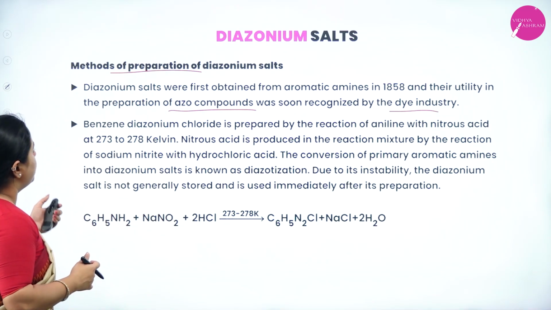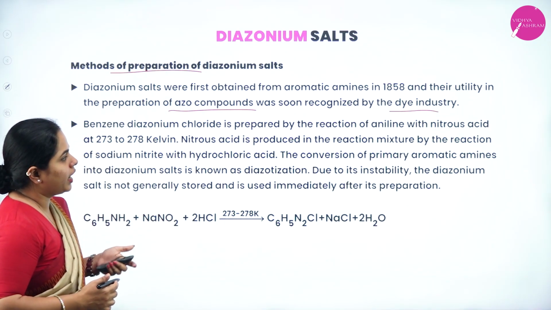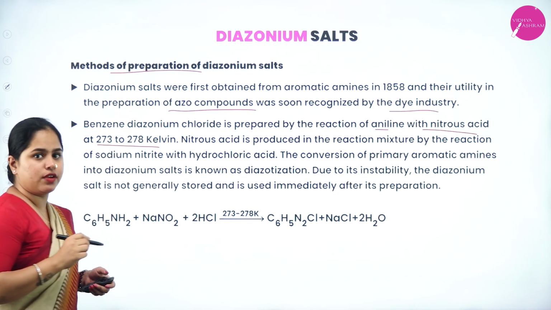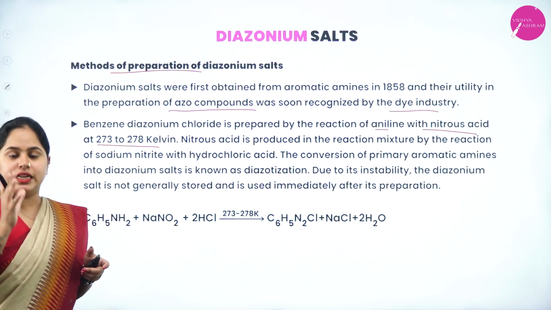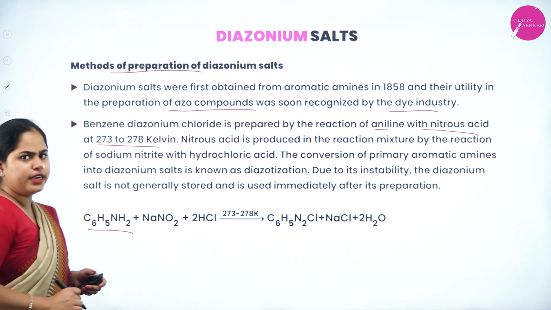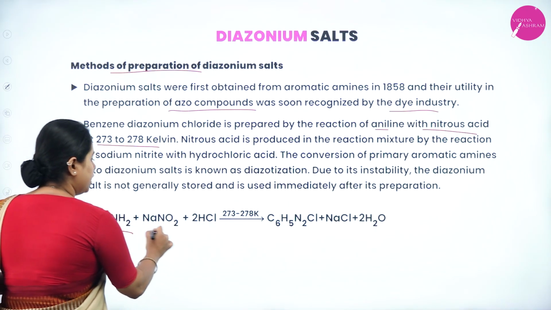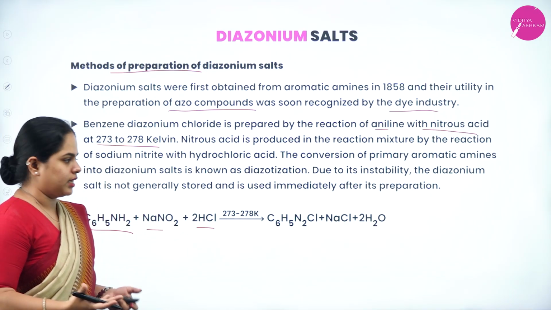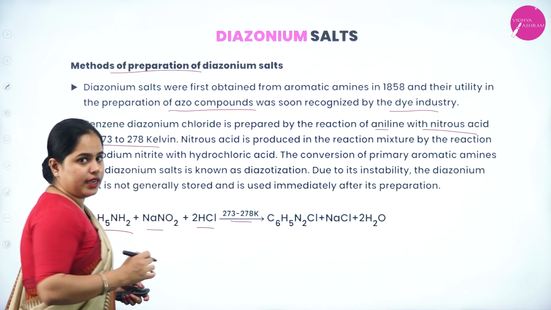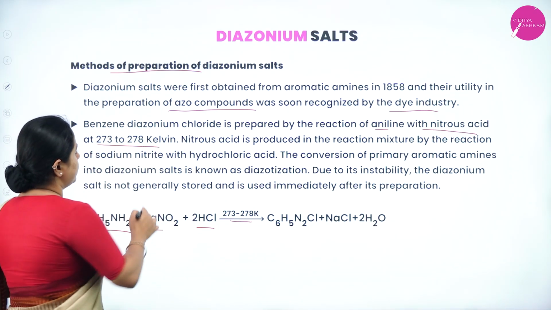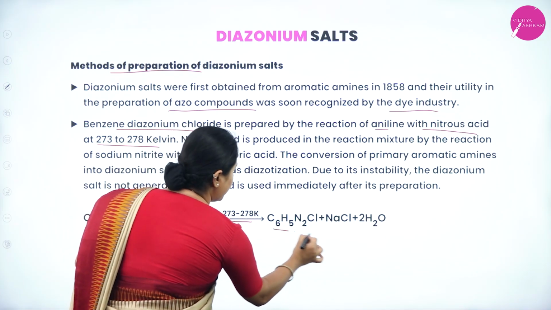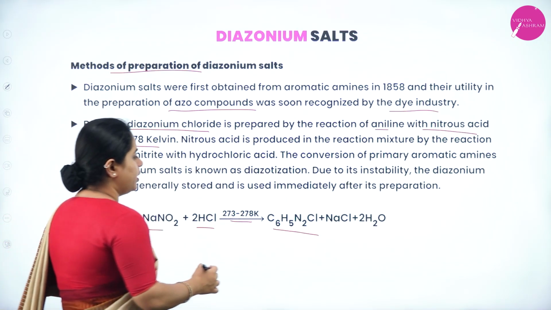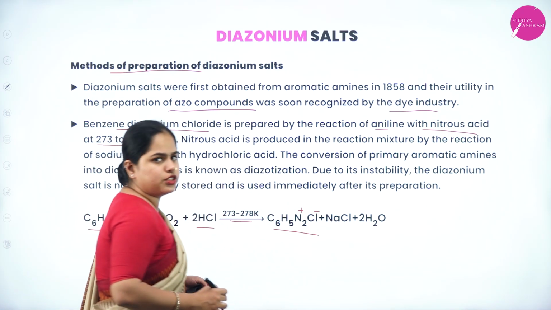Okay. Now, benzene diazonium chloride is prepared by the reaction of aniline with nitrous acid at 273 to 278 Kelvin. So, the reactant here is aniline. It reacts with nitrous acid, that is NaNO2 and HCl. In situ, it can be prepared from NaNO2 and HCl, that is nitrous acid, at 273 through 278 Kelvin, which will give you what? Benzene diazonium chloride, that is C6H5N2Cl. So, you will get the benzene diazonium chloride, right. N2+ and Cl- will be the charges which are present here.